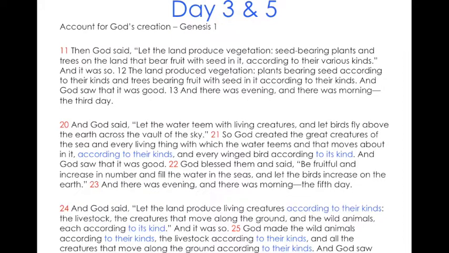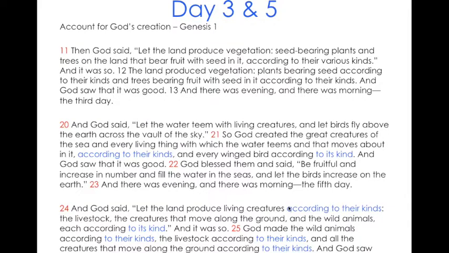From verse 11 onwards, you can see that it says, "Then God said, let the land produce vegetation, seed-bearing plants, and the trees on the land that bear fruit with seeds in it according to their various kinds." That phrase, "according to their kind," reoccurs many times throughout that chapter in Genesis 1 when God creates everything and labels it to its kind. You can see down there, when he creates the seas, he says, "So God created the great creatures of the sea and the living things in which the water teemed and that moves about according to its kind." Every winged bird according to its kind.